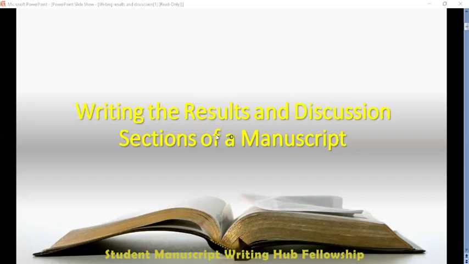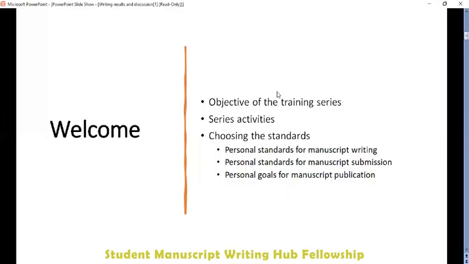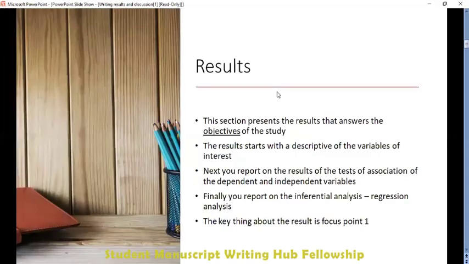And as Prof will always say, there's an ABCD of manuscript writing, and if you do not follow it in that format, you will not communicate appropriately. So this is to help us communicate our findings appropriately. The objective of this training is to understand how to present the results section and how to do it appropriately.